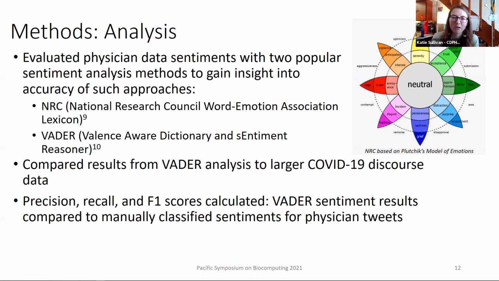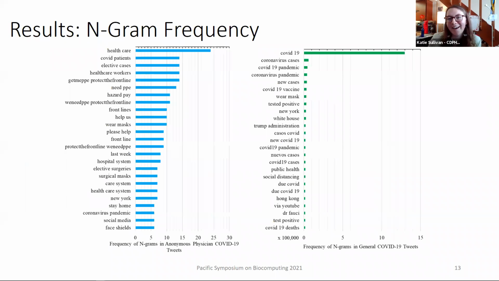But VADER is actually catered more towards social media data. So we used results from that method to compare it to the larger COVID-19 discourse data and to calculate accuracy measures against manually classified tweets. And by manually, I mean people read and classified these tweets, and then we compared those against these tools to see how well they did. So on the left are the most frequent bigrams and trigrams for the physician tweets, and on the right are the larger COVID-19 chatter Twitter data.